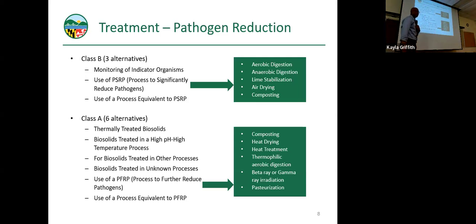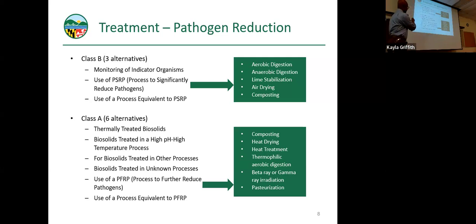There are 3 alternatives: monitoring of indicator organisms, use of the process to significantly reduce pathogens, and the use of a process equivalent to the PSRP. And the PSRP process involves anaerobic digestion, aerobic digestion, lime stabilization, air drying, and composting. So these are the various methods you can use to make a sewage sludge a class B product that you can apply to agricultural lands without being afraid that you will get disease from it.